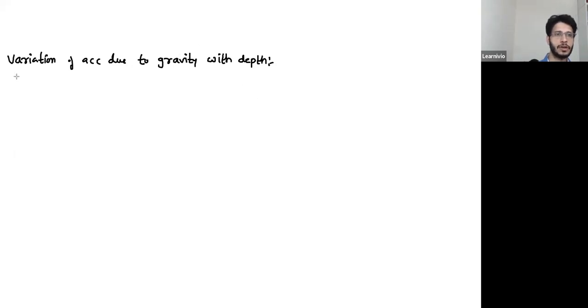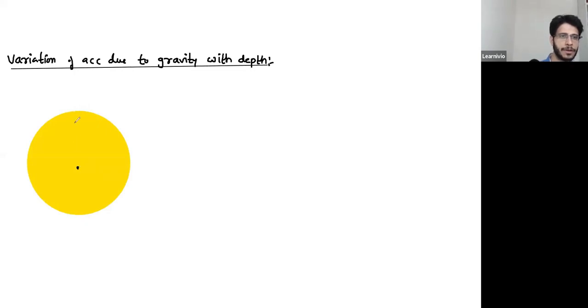In the next topic, we will see how acceleration due to gravity varies with depth. So this is a sphere. This is Earth basically. This is the center of the Earth. The radius of the Earth is capital R. This is Earth. Mass of Earth is capital M.